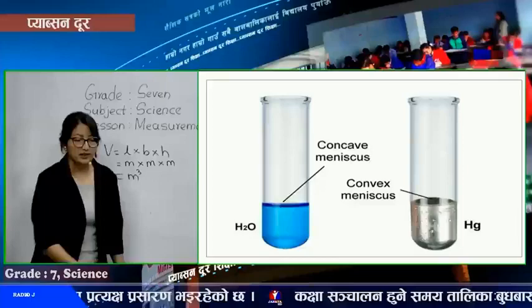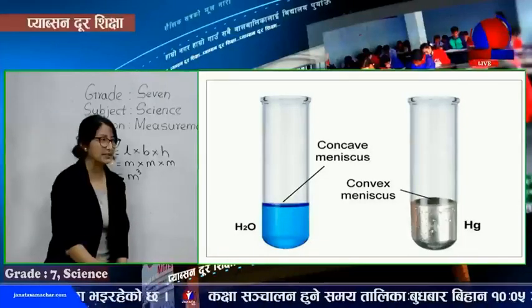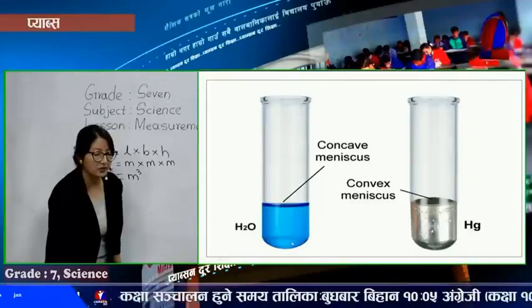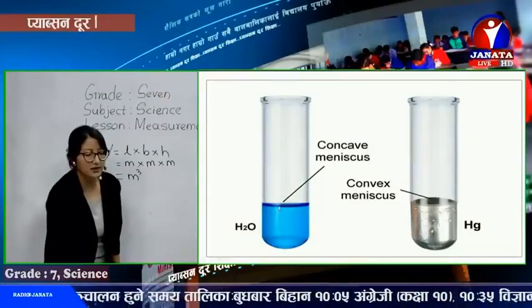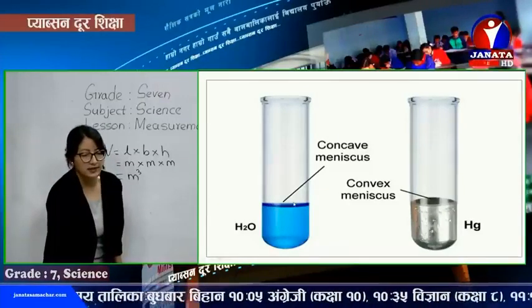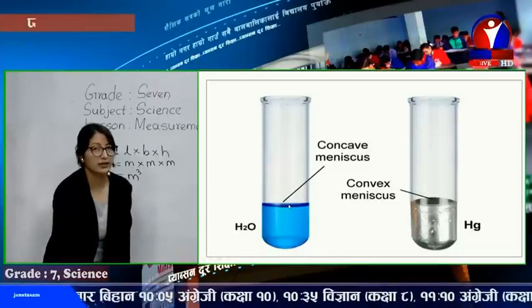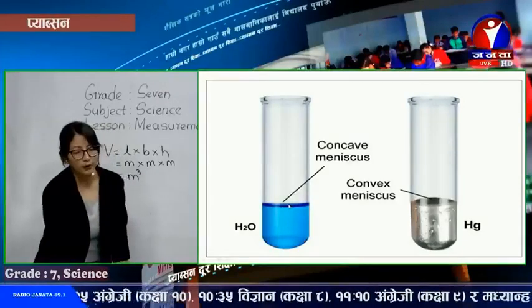Now here, why we have talked about concave and convex is that most often liquids like water show a concave meniscus like this. You can check over there, concave meniscus. See, it's the upward curve. Yes, this meniscus we have to record when we are measuring the volume of the liquid.